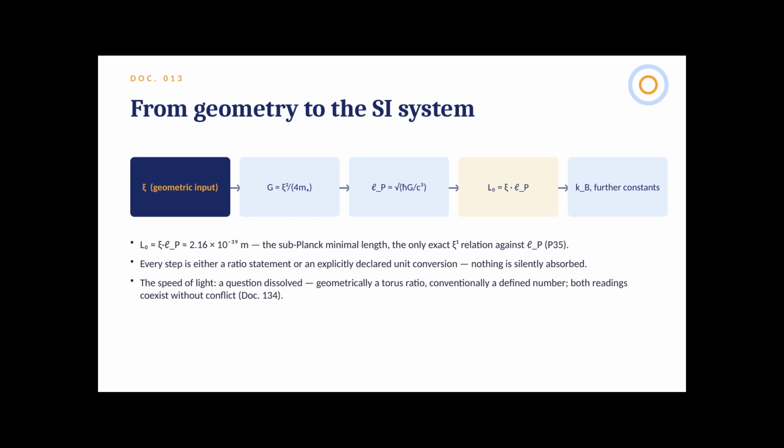Multiply that by ξ and you get L0, the sub-Planck length, about 2 times 10 to the minus 39 meters. That's the only relation that scales as plain ξ to the first against the Planck length. And from there, every remaining constant follows. The honest bit: every single step is either a ratio statement or an openly declared unit conversion. Nothing gets smuggled in.